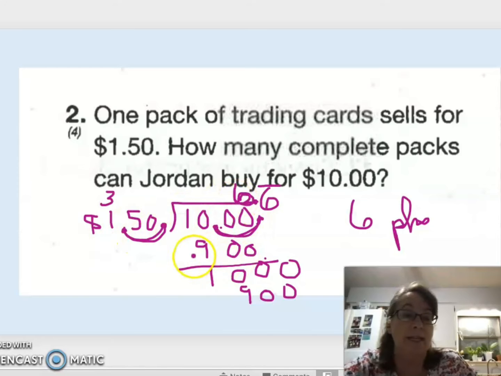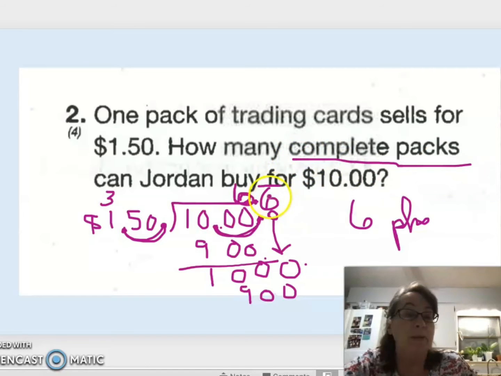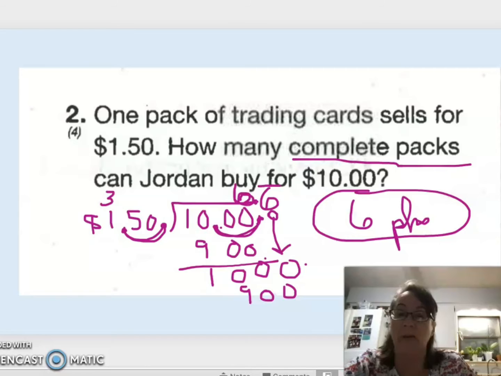6 times 150 is 900. And we subtract and we get 1,000 again when we bring down the 0. Okay, so here's a little invisible 0. We bring it down. We get another 1,000. We started with 1,000, so isn't that just going to be 6.66666 or 6.6 repeating? Now, since we're looking for how many complete packets, we are not going to be able to get this 6 repeating up to a whole, so we're just going to say there are 6 packets of trading cards that he can buy.